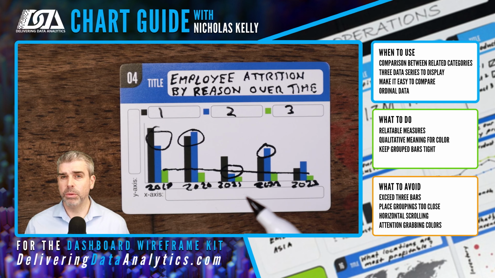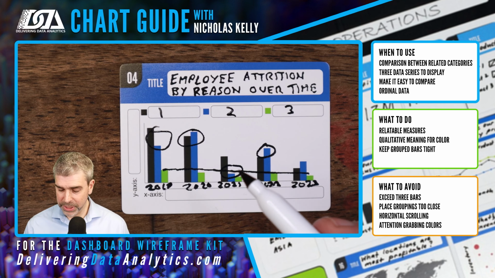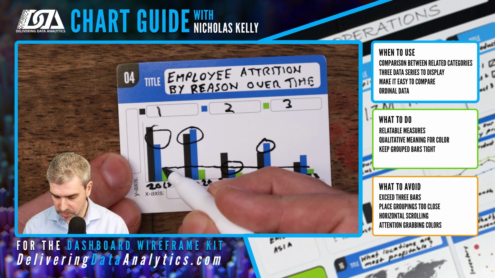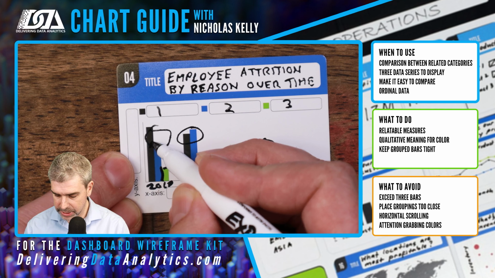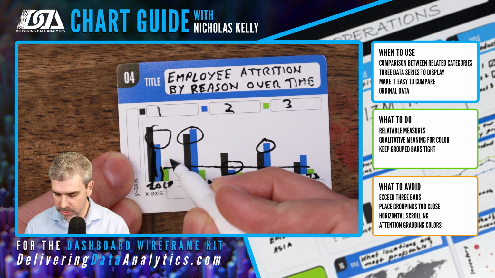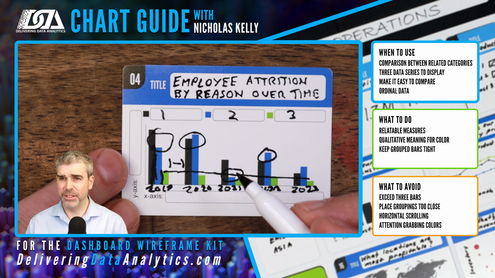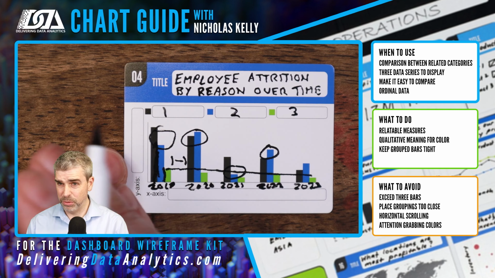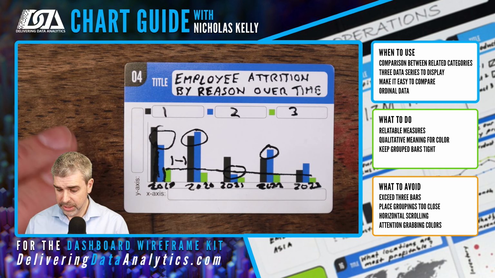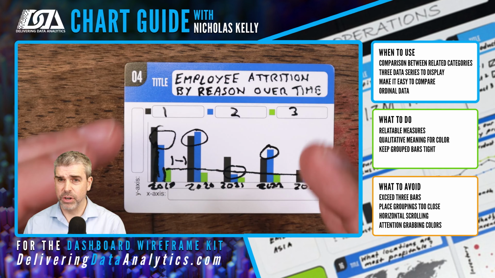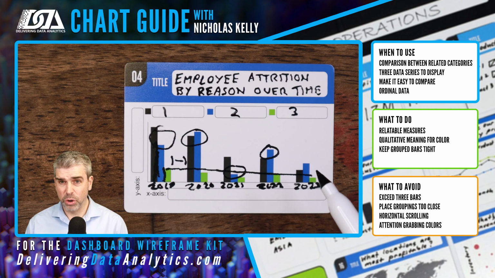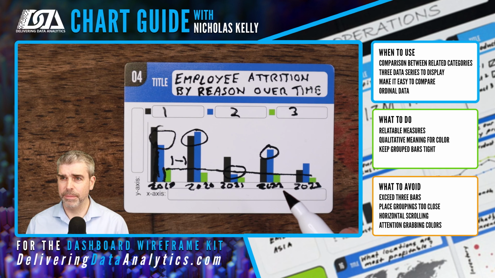And again, we want to use the groupings, we want to keep them tight, right? So we don't want really any spacing between these, but we also want to have adequate spacing between the groupings so that they're easier to differentiate. That means we don't want a whole ton of bars stacked in together, so it's very, very tight. Or scrolling, we have to avoid scrolling as well.